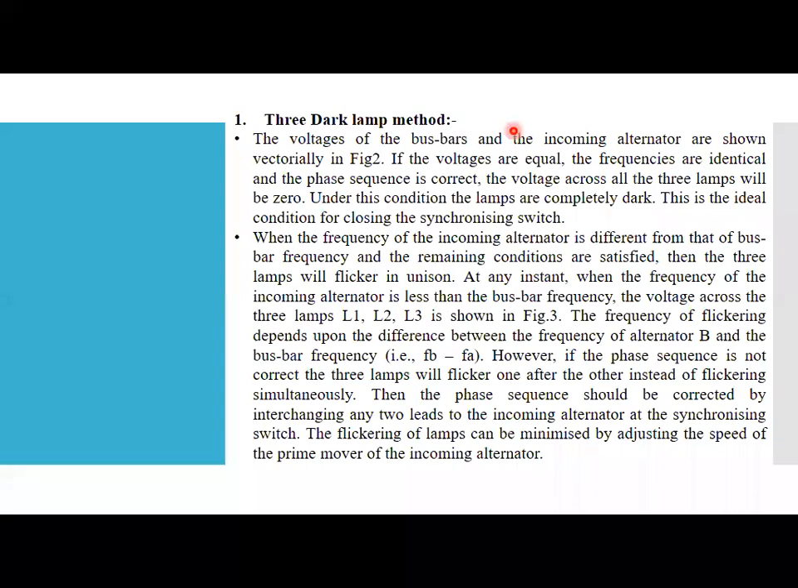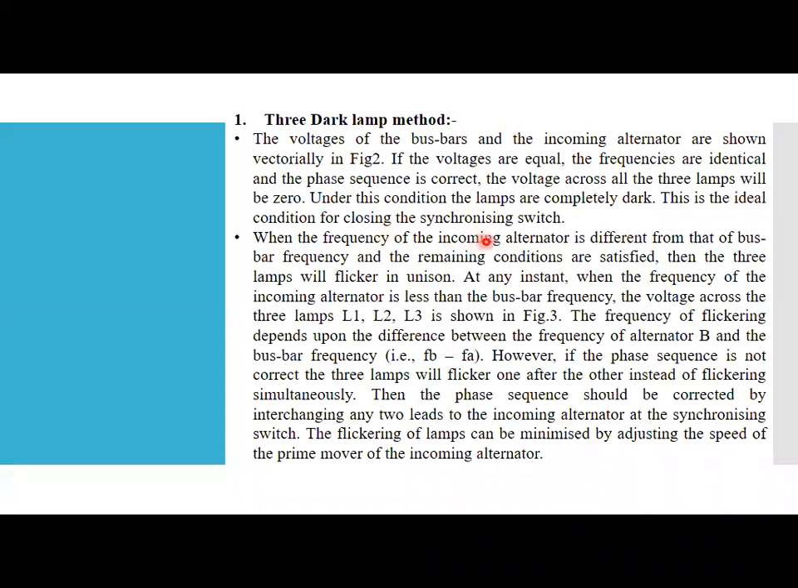This is when all the things are correct. But suppose some things are not correct. Let's say we have 2 conditions. Either my voltage is not the same, my line voltage or bus bar voltage is different and my alternator B voltage is somewhat different. Then what will happen? And suppose my line frequency or bus bar frequency and my alternator frequency are not the same, then what will happen? So let's see that.